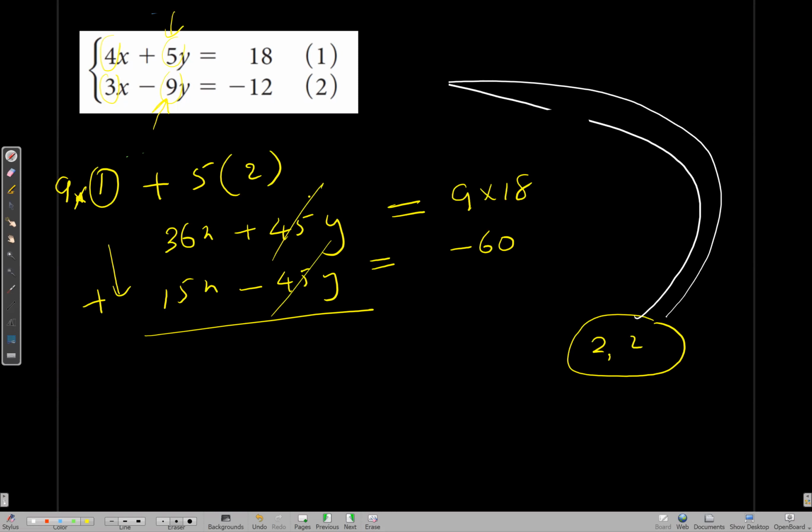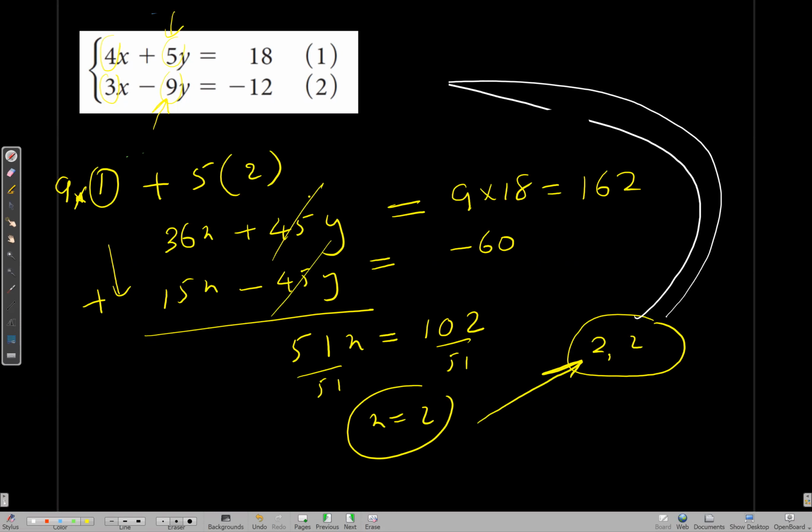And then when you add these numbers, 51x equals, and then here you have this, and if you add them, 102, which is nice because when you divide by 51, x is 2. See, same result, we obtained it. And then you plug it back here and you get the same y value.